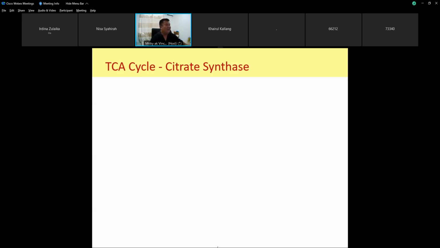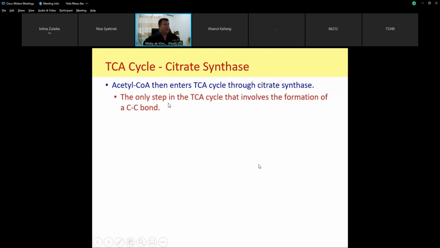So the first thing is once you have the acetyl-CoA, baru acetyl-CoA bergabung dengan oxaloacetate. 2 tambah 4 menjadi 6. So the acetyl-CoA, which is 2 carbon, will enter the Krebs cycle through the citrate synthase reaction. This is the only step in the Krebs cycle that involves pemanjangan ataupun bonding, because otherwise dia menjadi semakin pendek. Only this part dia menjadi panjang. Maksudnya 2 campur 4 jadi 6. So this is the only step where carbon to carbon bond is produced.